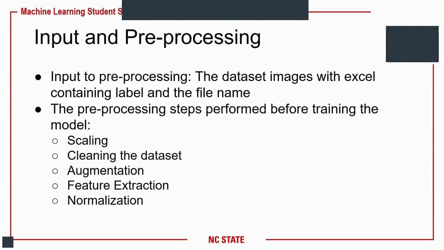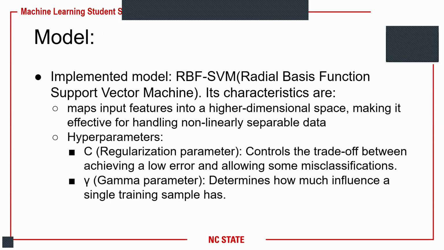Moving on, our input was the images from the data set that we just showed, with a file name and the label of that specific image. That was our input. While doing pre-processing, we scaled the images appropriately and cleaned up the data set. In cleaning, we removed all the images that did not contain faces, and we did this using a library called MediaPipe in Python. We augmented the images, did some feature extraction and normalization, and then we started training them using the RBF SVM or SVM-RBF model.